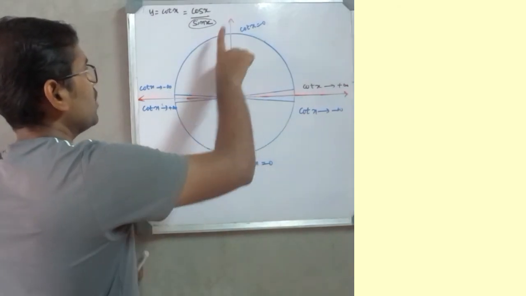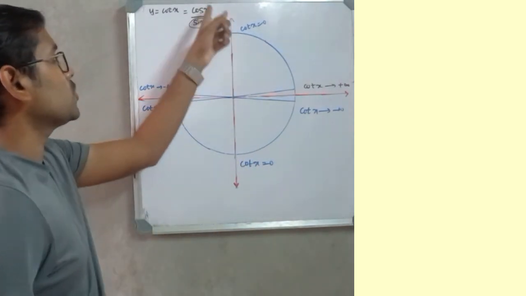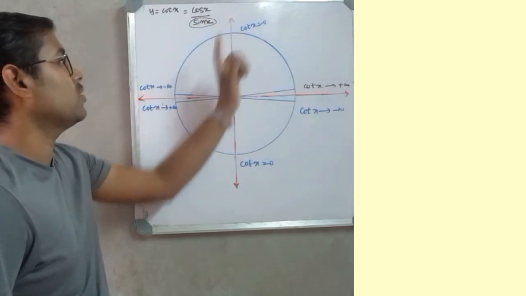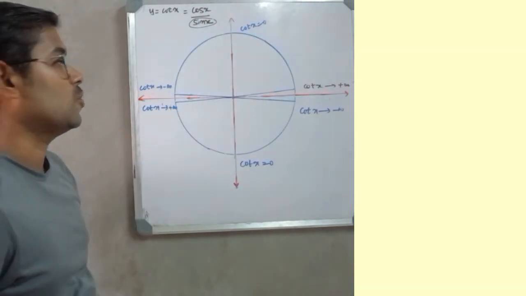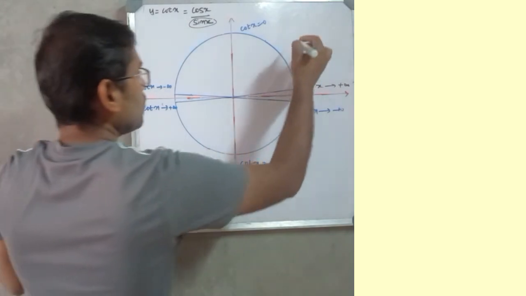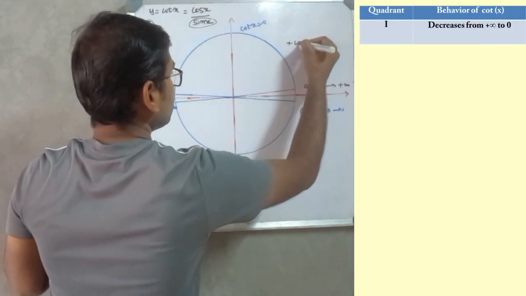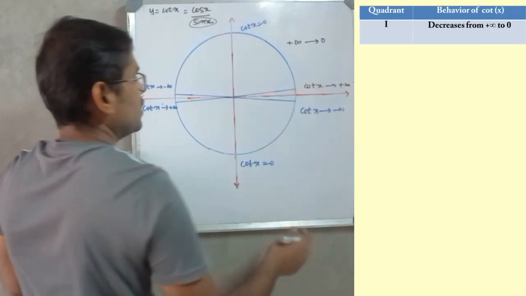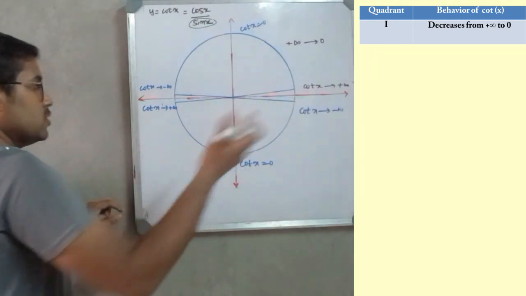And at x is equal to pi by 2, cos pi by 2 is 0 and sin pi by 2 is 1. So the value of cot x is 0. So in the first quadrant, the value of cot x decreases from positive infinity to 0. It decreases from a very large positive number to 0.